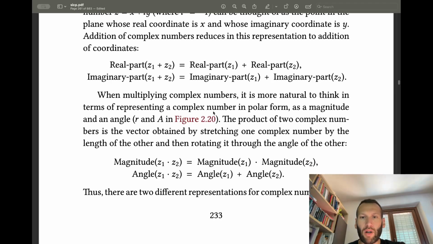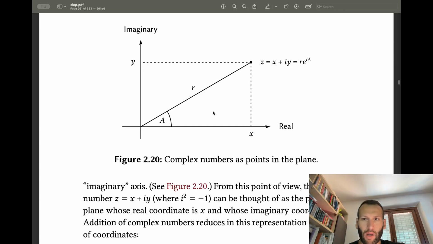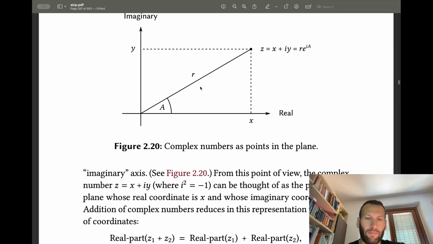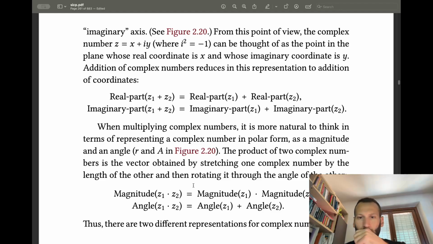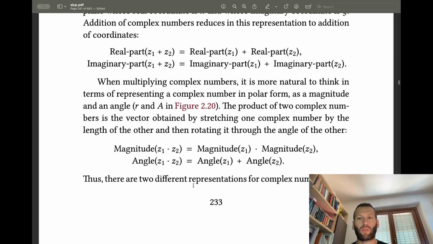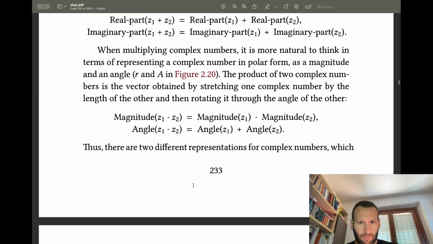When multiplying complex numbers, it is more natural to think in terms of representing a complex number in polar form, as a magnitude and an angle, R and A in figure 2.20. The product of two complex numbers is the vector obtained by stretching one complex number by the length of the other and then rotating it through the angle of the other. So basically we multiply the magnitudes and we sum the angles.